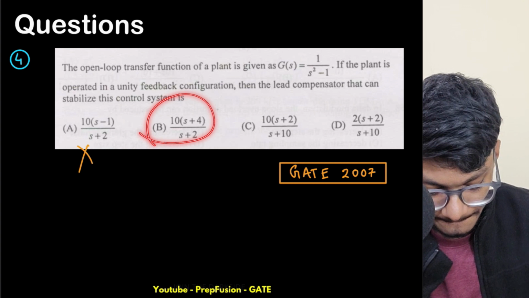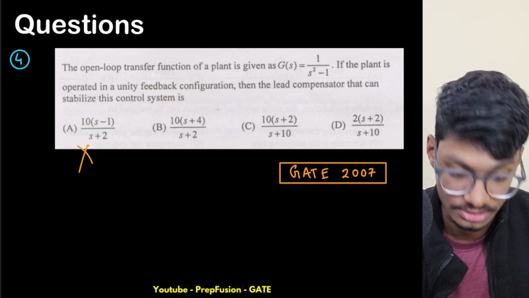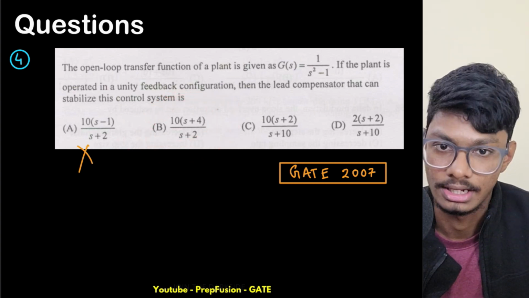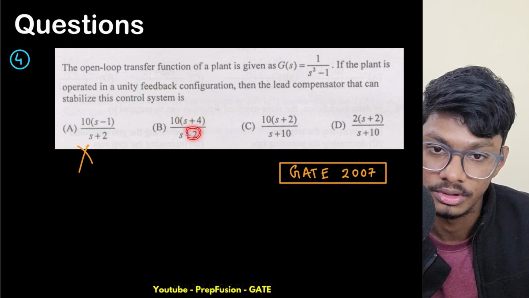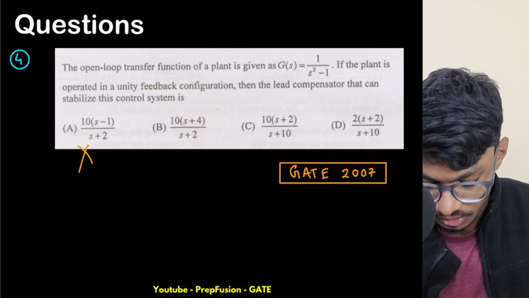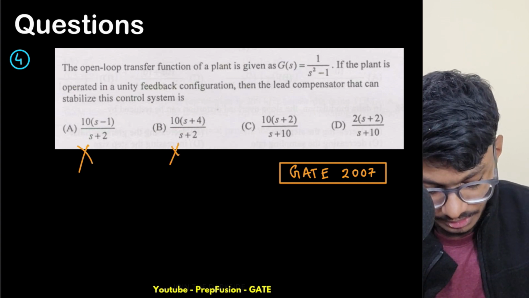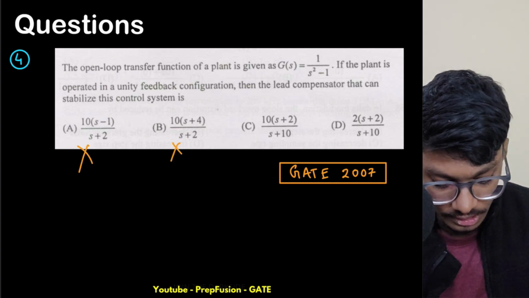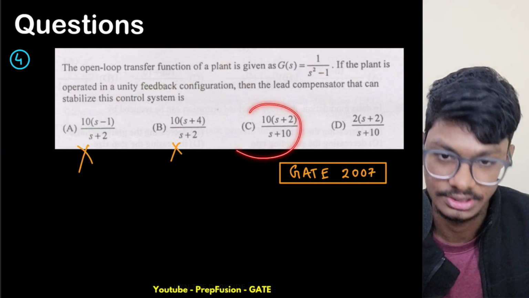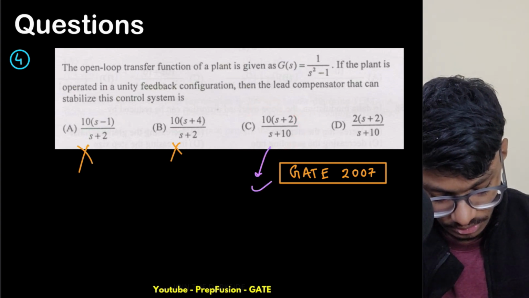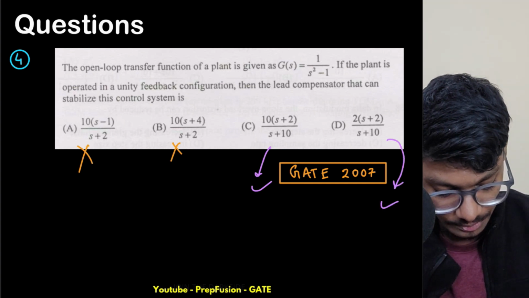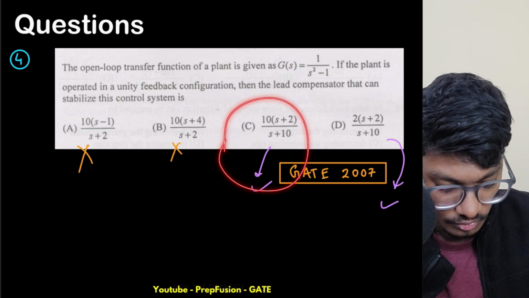And here, is this a lead compensator? Again, this is not a lead compensator, this is a lag compensator. Here the pole is nearer to the origin than the zero. So obviously this also I can simply eliminate. Now here, is this a lead compensator? Yes, this is a lead compensator, and this is also a lead compensator. Now which one to choose?